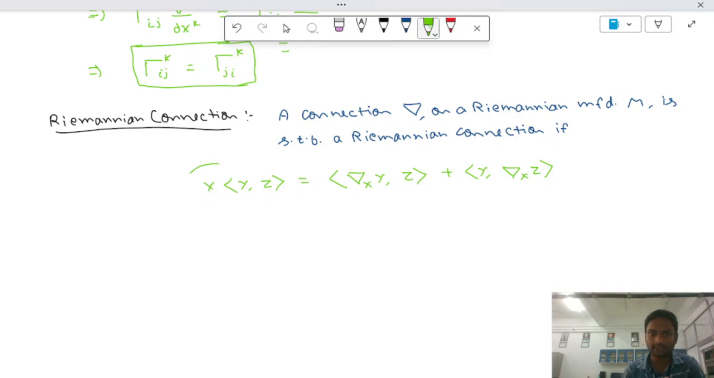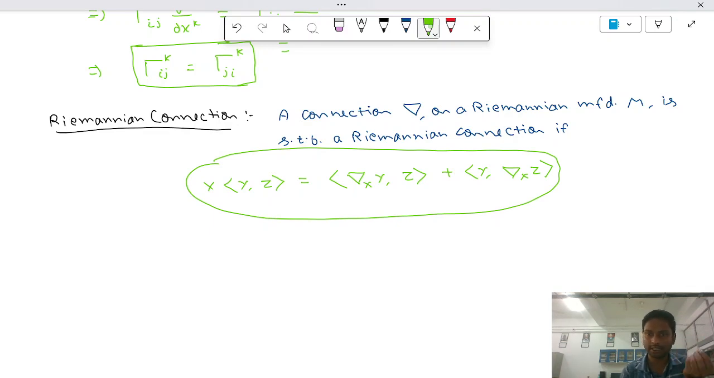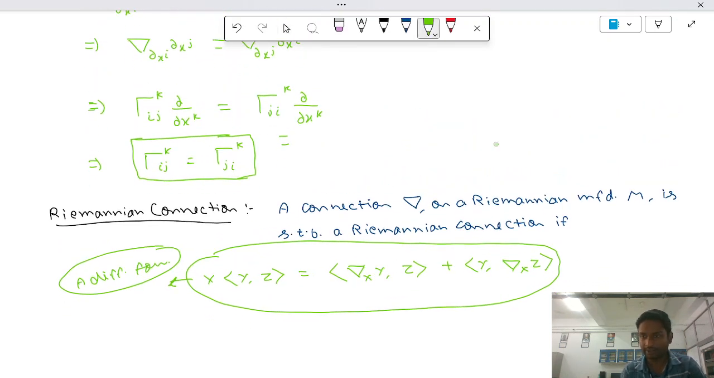So if a connection satisfies this condition, we say that connection is a Riemannian connection. Basically, if a connection satisfies the metric compatibility condition, then we say that connection is a Riemannian connection. Later on I will also discuss a different form of this metric compatibility condition, which is usually used in general relativity. It will be useful for those who wish to learn general relativity. In the next lecture, I will tell you a different form of this. So this is your Riemannian connection, which uses the metric compatibility condition.